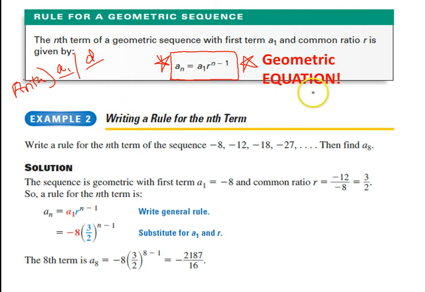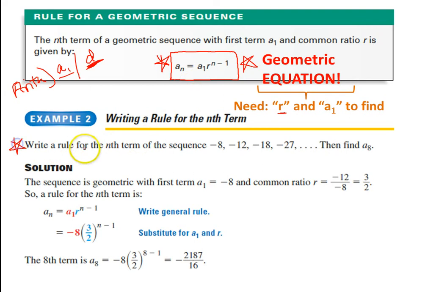What are we going to need in the geometric? We're going to need a sub 1 still, but we don't have a d. We have an r. So it's the same concept, but in arithmetic we had a difference, so we needed d. In geometric, we have a ratio, so we need r. It's the same types of questions, but now we have a different equation to use.